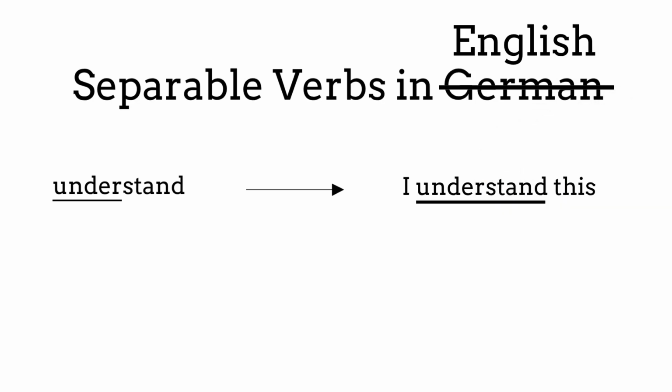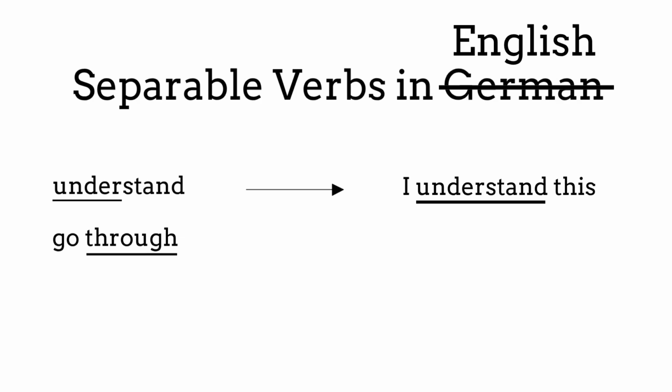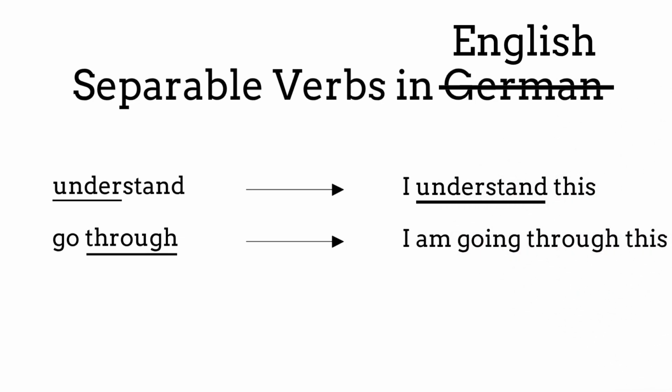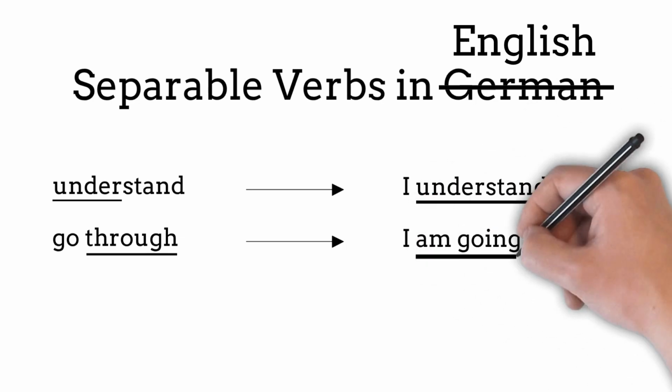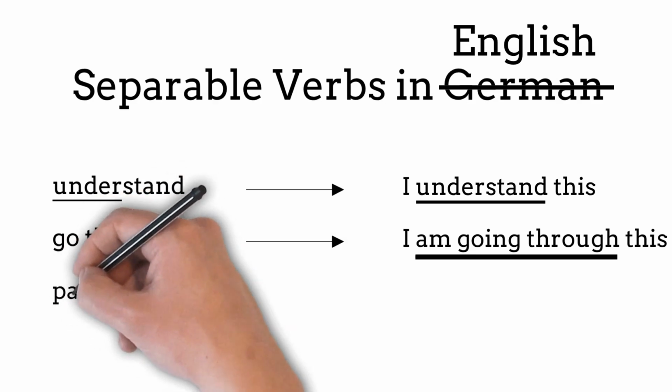The second example is the verb go through. Notice that go and through this time have a space between them because through is a preposition which is combined with the verb go to give it a special flavor. When we use this, for example, I am going through this, the words stay separated, but they're still next to each other.